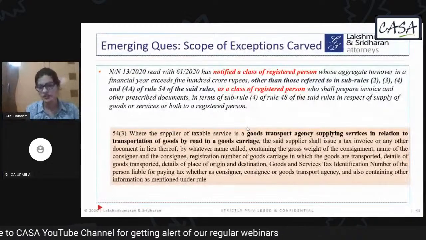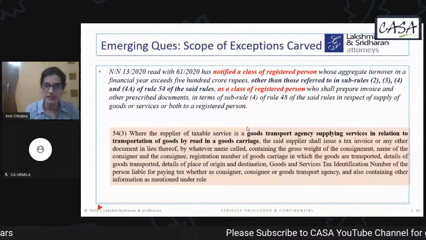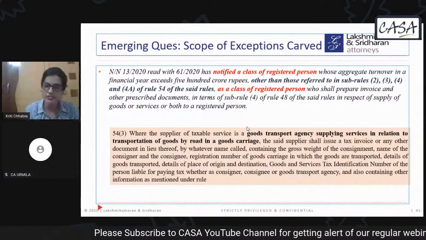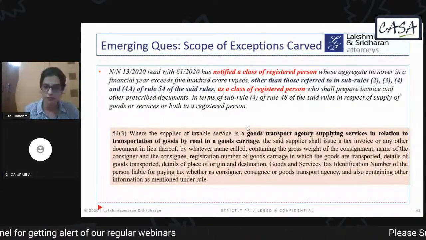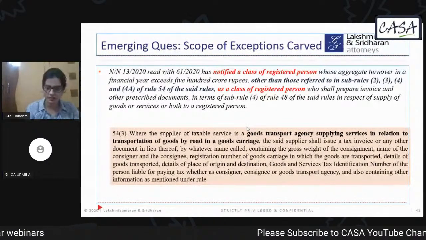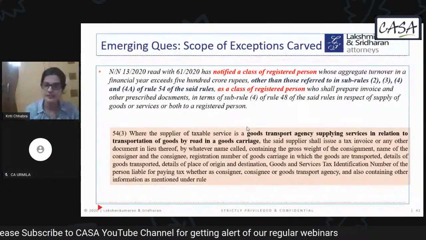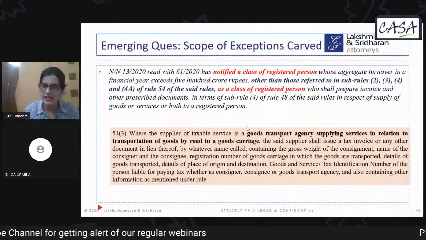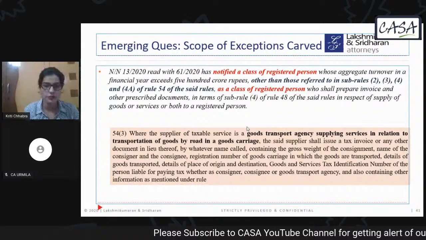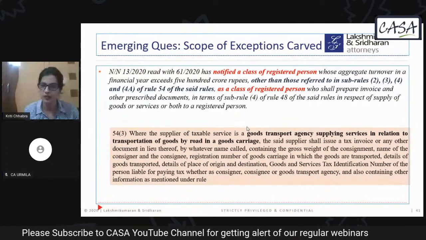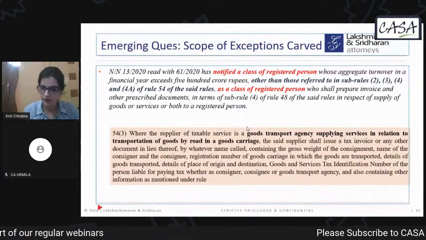Now, as I mentioned, there are certain exceptions carved out from the ambit of the e-invoice scheme. That is SEZ units and certain persons mentioned under Rule 54 sub-rules 2, 3, 4, and 4A. Here comes a very relevant question, the most disputed question these days. Notification number 13 of 2020 says the Government has notified a class of registered persons whose aggregate turnover exceeds 500 crore, other than those referred to in sub-rules 2, 3, 4, and 4A of Rule 54. So basically this notification talks about a class of notified registered persons.